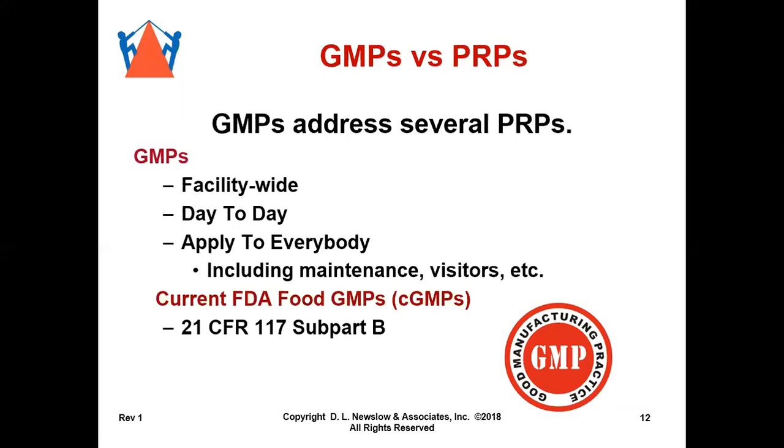So GMPs really address several PRPs. An overall GMP program encompasses pretty much most of the individual programs that we're talking about. GMPs are facility-wide and must be adhered to each day. They apply to everybody, including maintenance, visitors, and management. You see so many times management walk through without a hairnet, but everybody else has to wear a hairnet. So why would they not have to? Not just because they're management, but because if it's needed as a protective measure, then everybody needs to wear one.